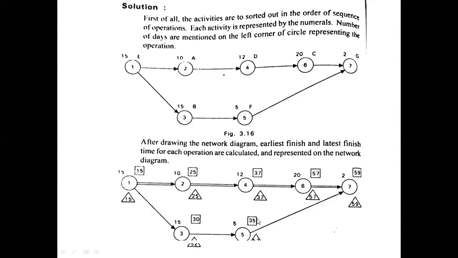Okay. And similarly, the latest finish time of the fourth activity is the latest finish time of the sixth activity minus the duration of the sixth activity, which is 57 minus 20, that is 37. And similarly here, 57 minus 5 is 52 here.